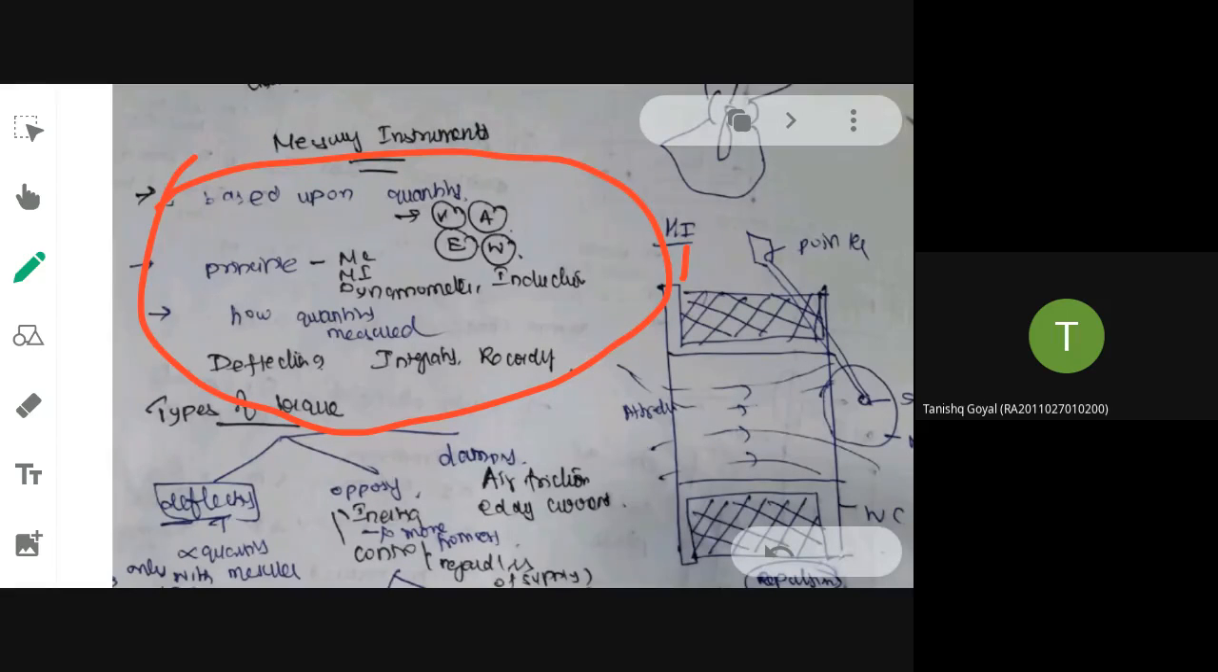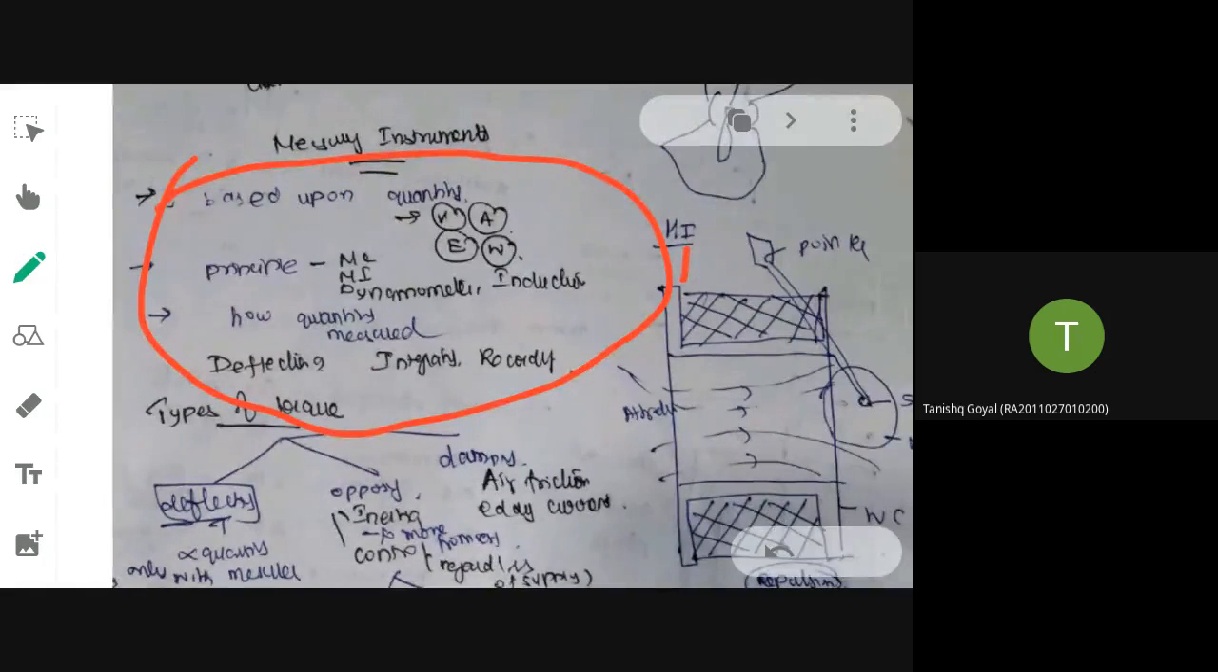So on what basis will you be able to do the classification? Yesterday also I told you the same thing. So how will you be able to classify these measuring instruments? Based upon the quantity. Suppose if you want to measure volt, you use a voltmeter. Ampere means ammeter. Energy means energy meter. Power means watt meter. So based upon the quantity that is to be measured, you have one set of measuring instruments.